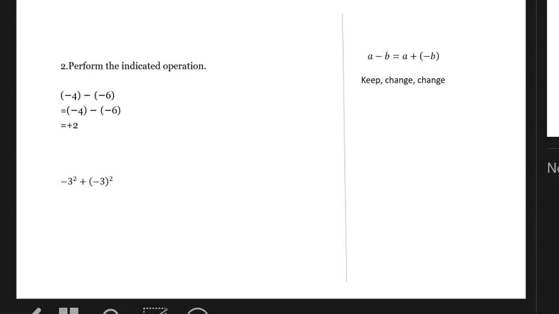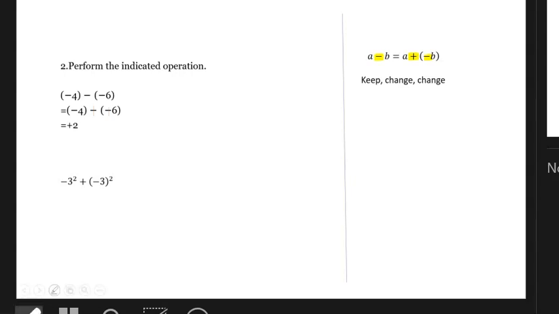First, we're going to look at how to subtract two signed numbers. And the rule is keep, change, change. Which means when we have a subtraction problem, we're going to change the minus to plus and also change the sign of the number following the minus sign.